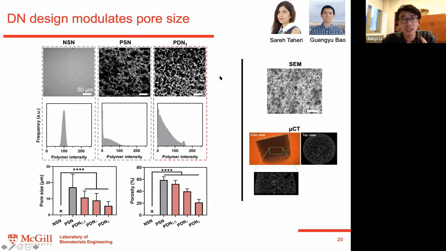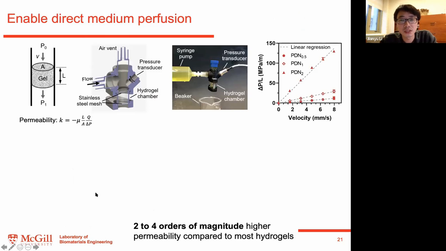They also show that by introducing this secondary crosslinking, we can manipulate the pore size and the porosity inside the hydrogel scaffolds. Just to show that, by introducing more covalent crosslinking, we can lower the pore size, and it also has the consequence of lowering the porosity inside the matrix. With this, we want to further benchmark the permeability of those hydrogels. How does this hybrid crosslinking design affect the mass transport?